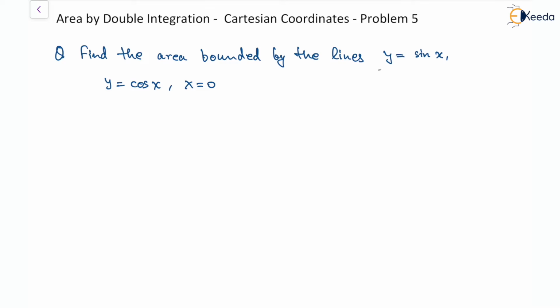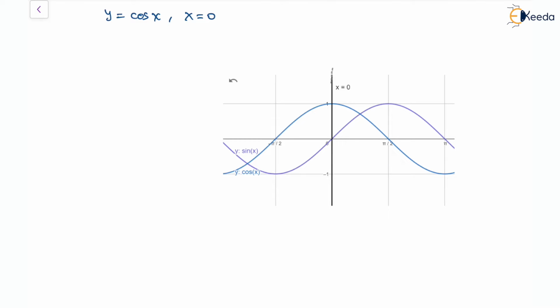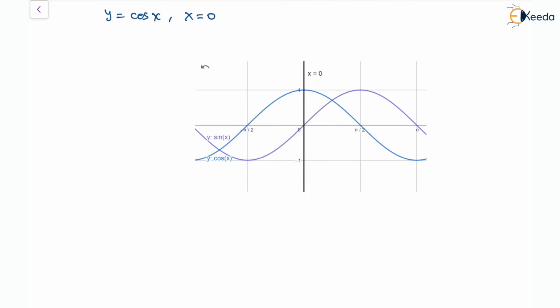Now we can see the first two curves are trigonometric. We can draw the graph for that, and x equal to 0 is a line which is the y-axis. So let us try to understand the graph, the region bounded, and the points of intersection. This is x equal to 0, this is y equal to cos x, and the other one is y equal to sin x. So the region bounded by these three curves is this one.